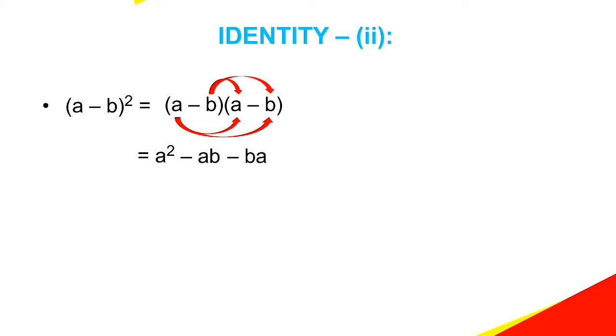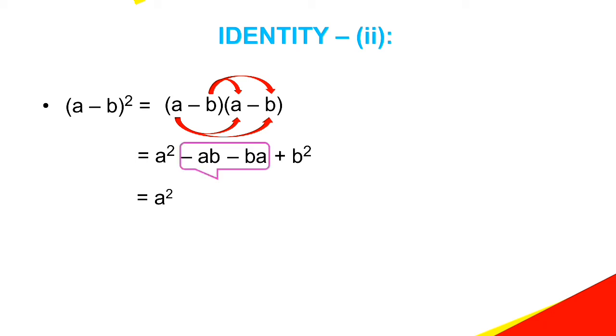Next, B into which B? Minus B. Minus B into minus B. What can we get? Minus into minus, what can we get? Right, that is plus. B into B can be written as B square. So plus B square, right?